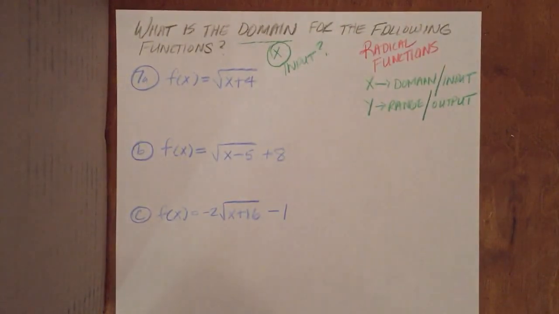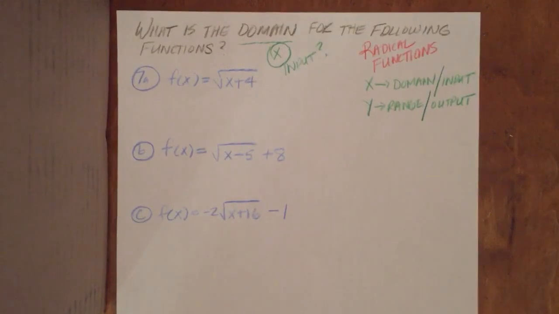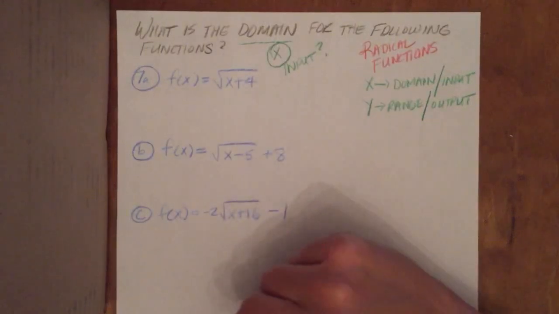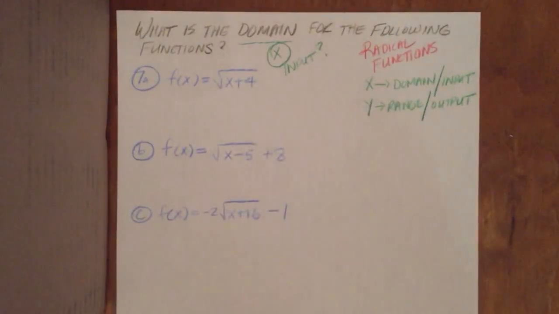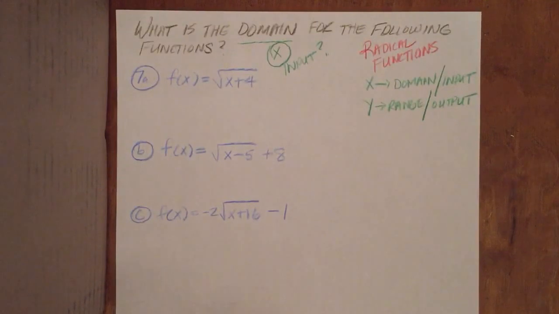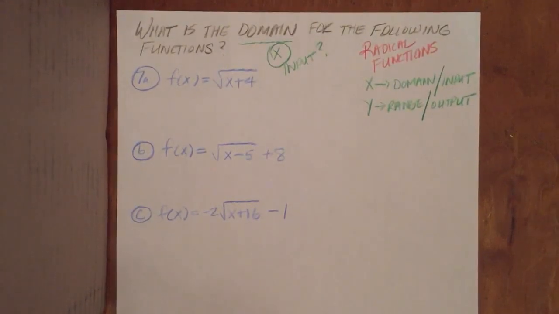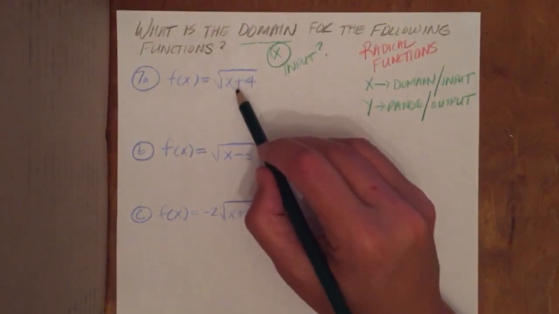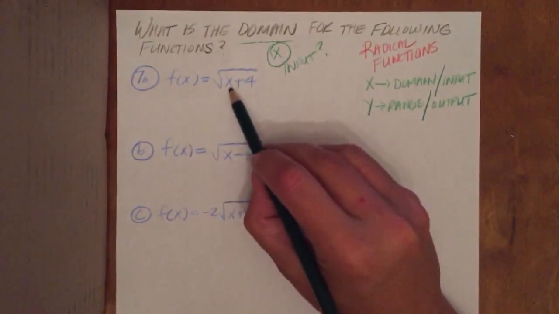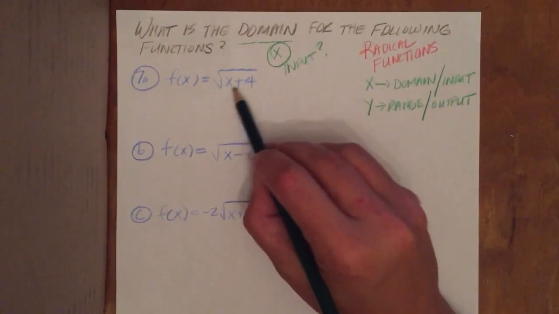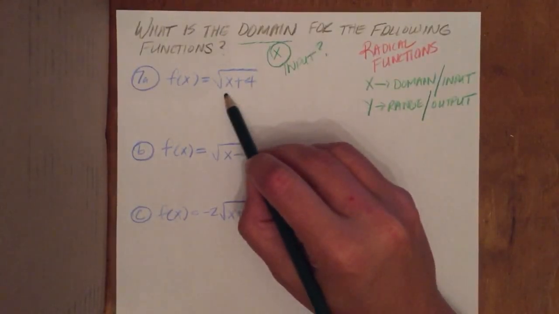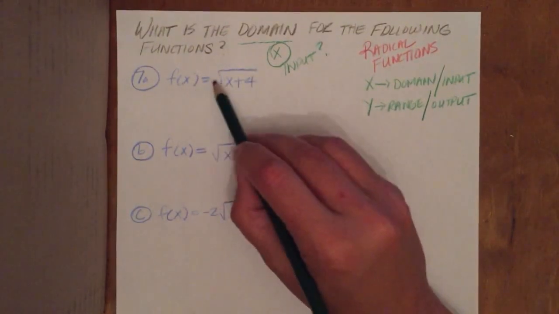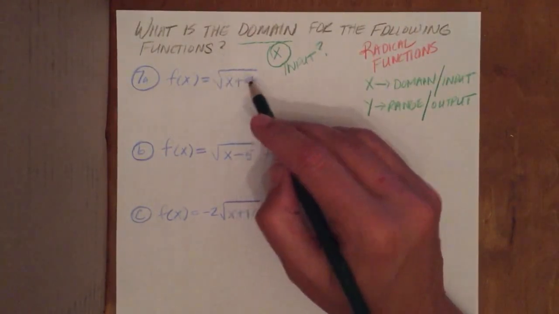So with all that being said, let's look at these here. I want to find the inputs. Well, when you have a radical function, you have to consider the type of radical it is. Here we have a square root. The rules for square roots indicate that you cannot have a negative number under the square root sign. You cannot take the square root of a negative number. So the smallest value I would be able to get here would be 0. If I got anything less than 0, there is no output because I can't square root it. I can't get an answer.